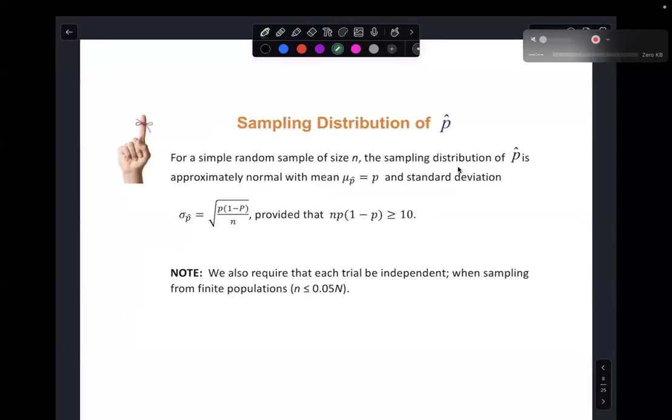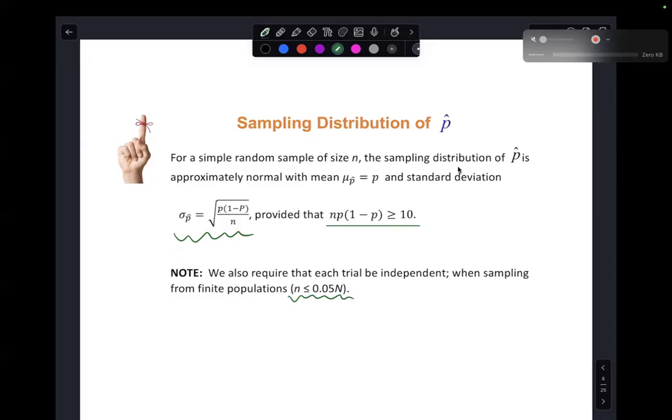All right. So remember the standard deviation of our p hat. This is from 8.2. It looks like this. We need this right here. We can only use the standard deviation formula if we are normally distributed, which means that we have n times p times 1 minus p is greater than or equal to 10. Also, the trials need to be independent, so our sample size needs to be less than 5% of the population. This is the stuff that we had in 8.2.